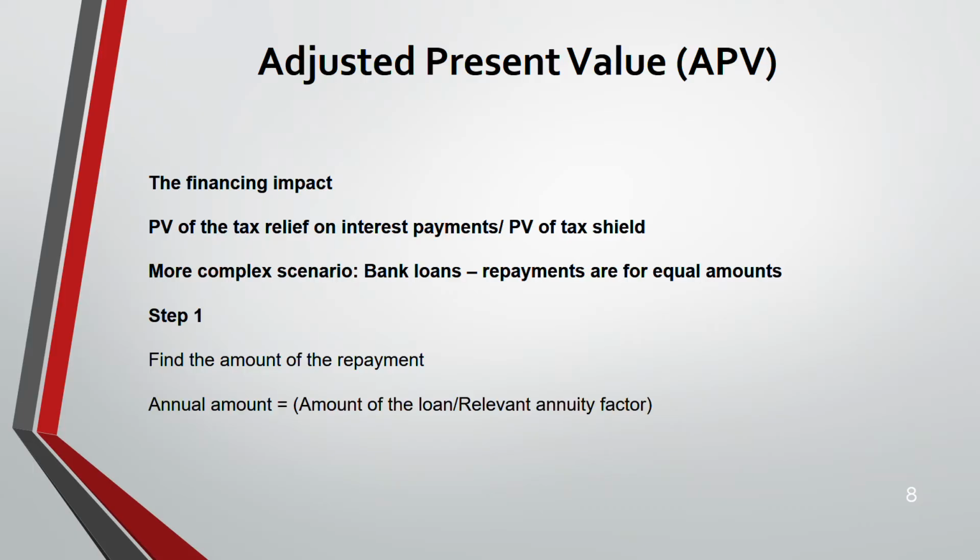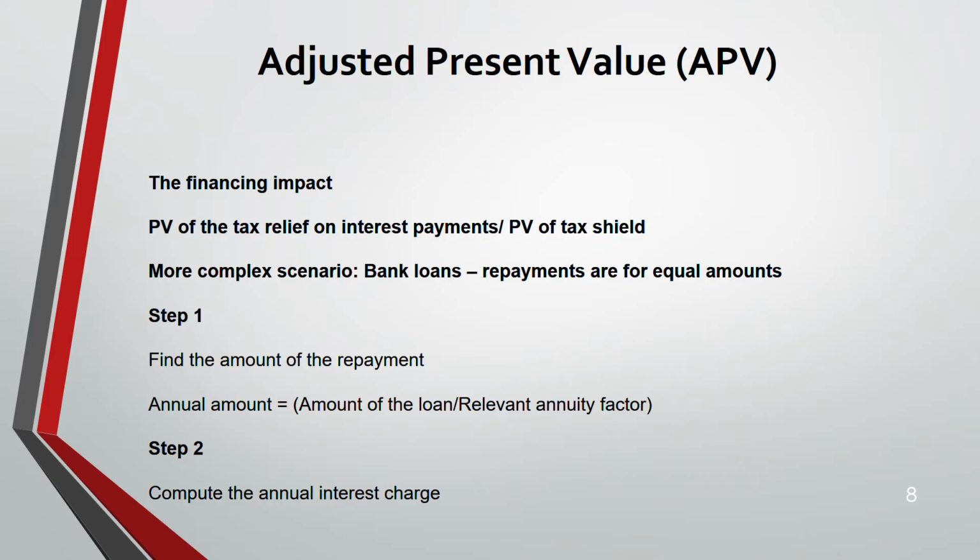How do you do that? Whatever the amount of the loan given to you, and you know the annuity factor because of 3 years, 4 years and so on, divide the amount of the loan by the annuity factor. That will give you the annual amount, that means how much every year. Step 2 is get the annual interest charge.